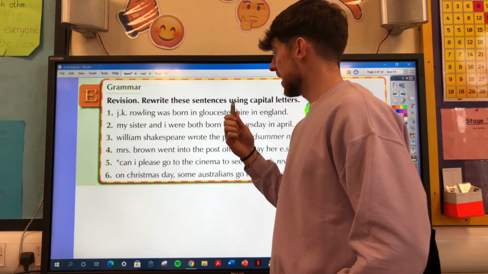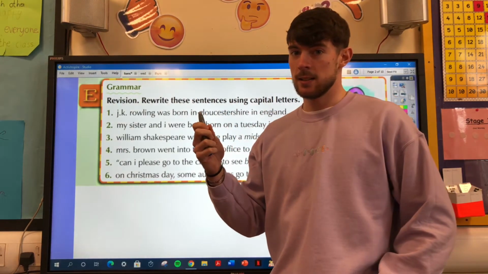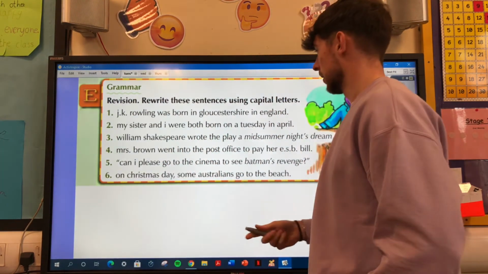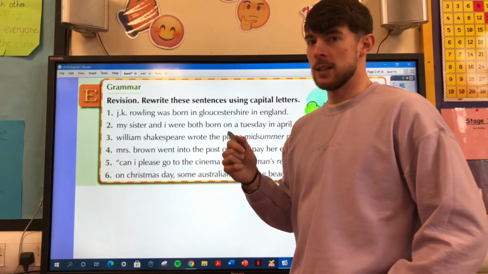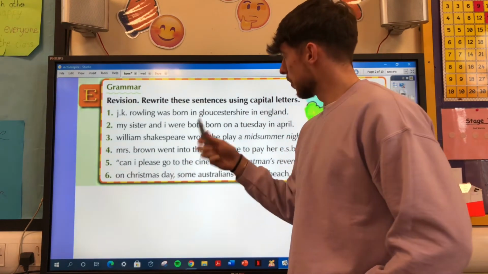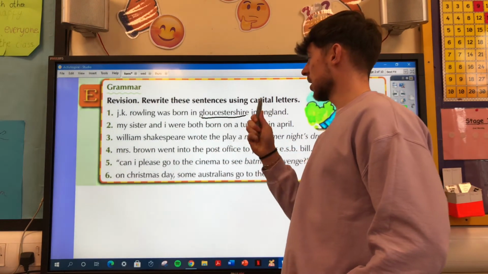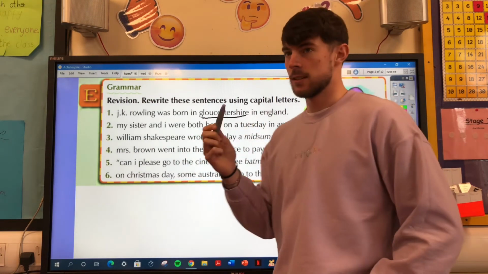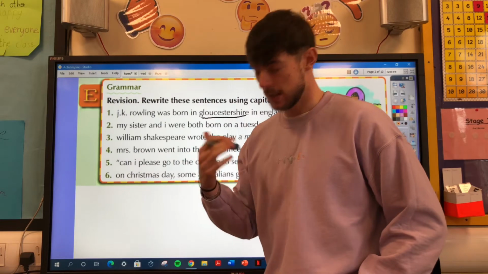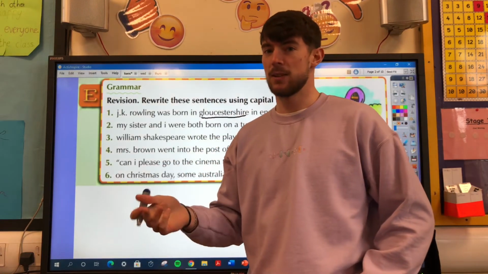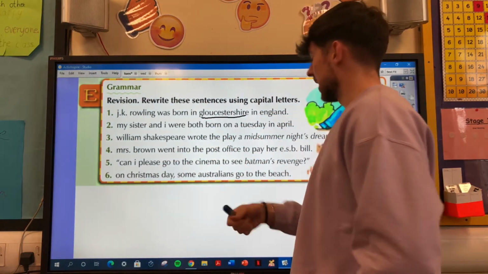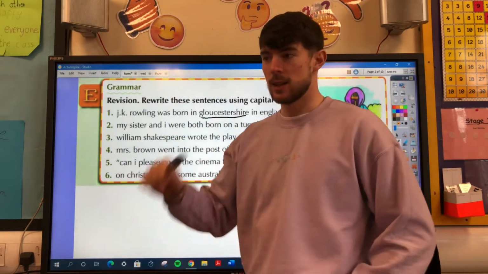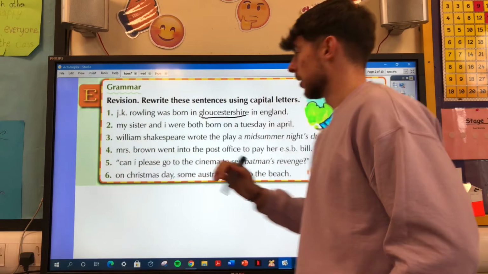So it is a town in England. Obviously, if it's the name of a town, it gets a capital letter. If it just said "in a town in England," no capital letter. But because the name is there, Gloucestershire, it gets a capital, right? In England. Does England get a capital letter? Yes, it does, because it's the name of a specific place. If it said "in a country," no, but "in England," yes. So it has to be the name of the country, right?